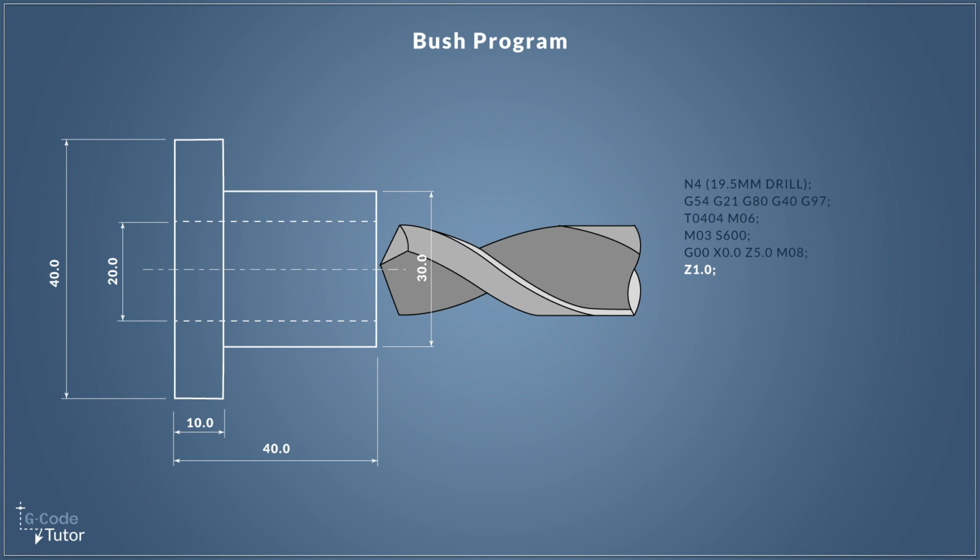Now most operators like to do this in one line. They like to rapid straight to Z1.0. So the reason I do this in two lines is because I can single block through it when we're initially running this sequence and I don't have to worry about any collisions because I've got plenty of clearance from that front face. And by doing this in two lines, we're not actually losing much time, maybe a millisecond or two, nothing that's going to affect production.